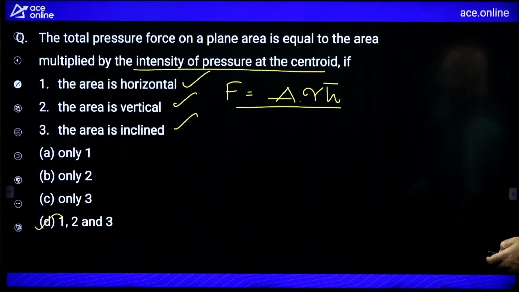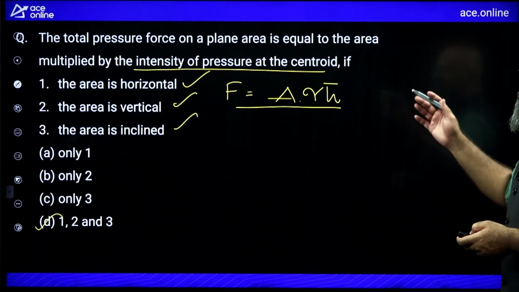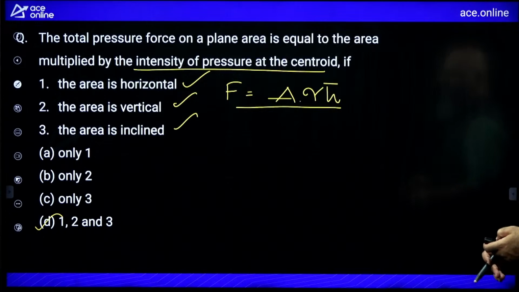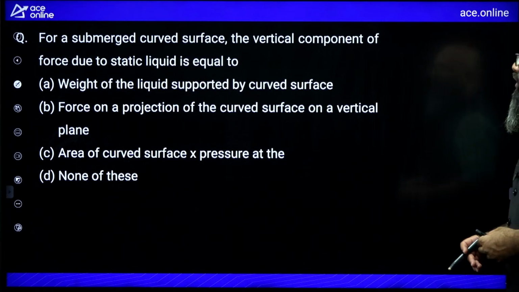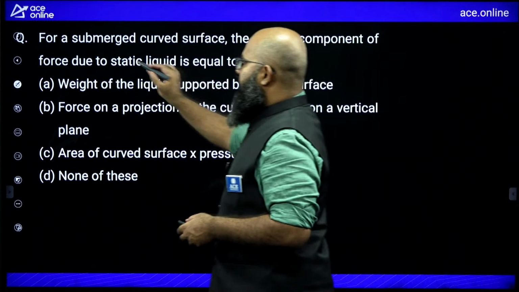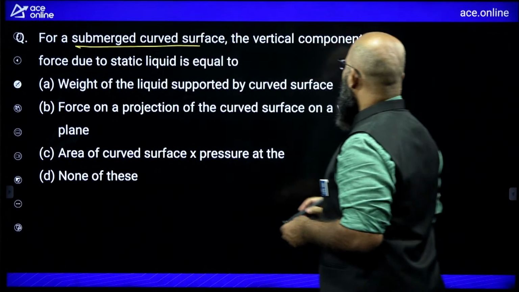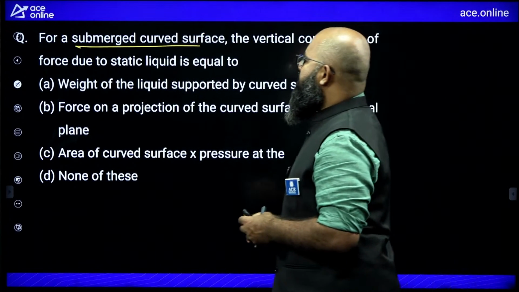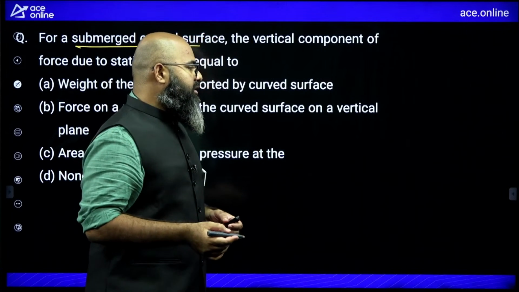So option D is correct. In all three cases, this formula is going to be valid. Okay. Next question. For a submerged curved surface, now we are entering into curved surfaces. The vertical component of force due to static liquid is equal to how much?